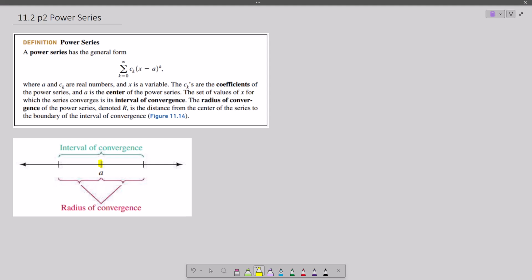You cannot have sporadic x values that cause the series to converge and then others in between that cause it to diverge. All of the x's that give you convergence will be grouped together in an interval. So this interval is called the interval of convergence right here. And the radius of convergence is half the interval of convergence.